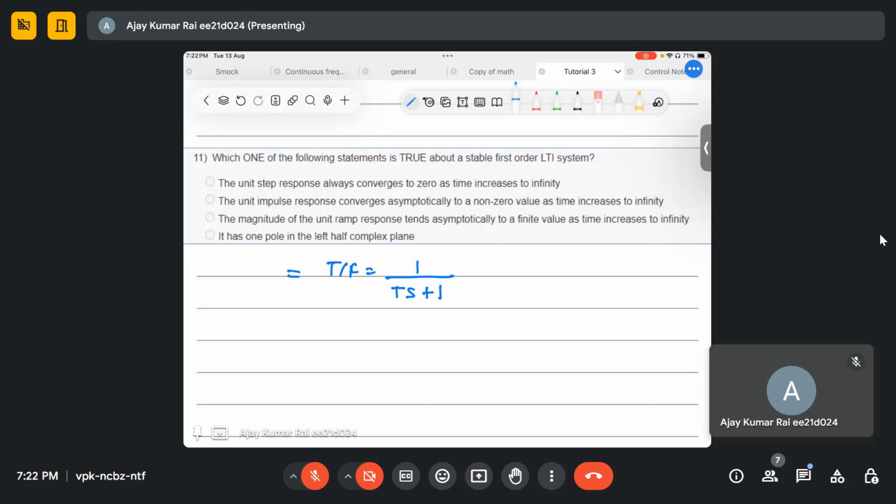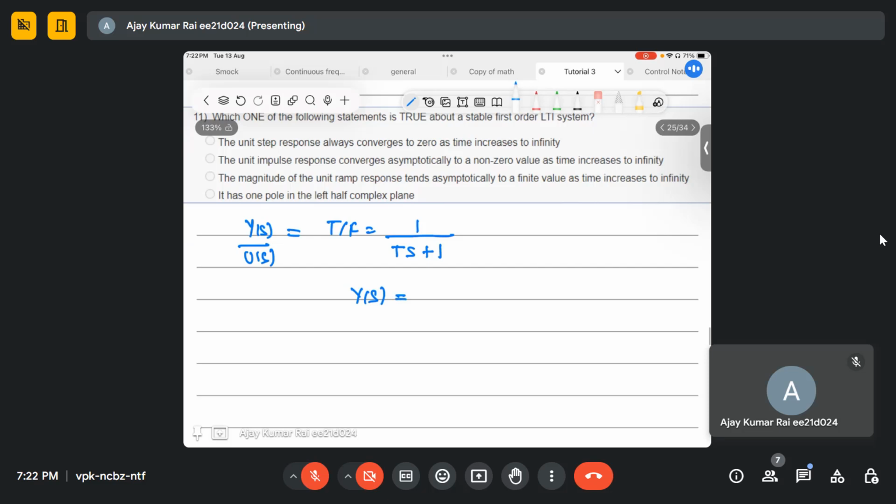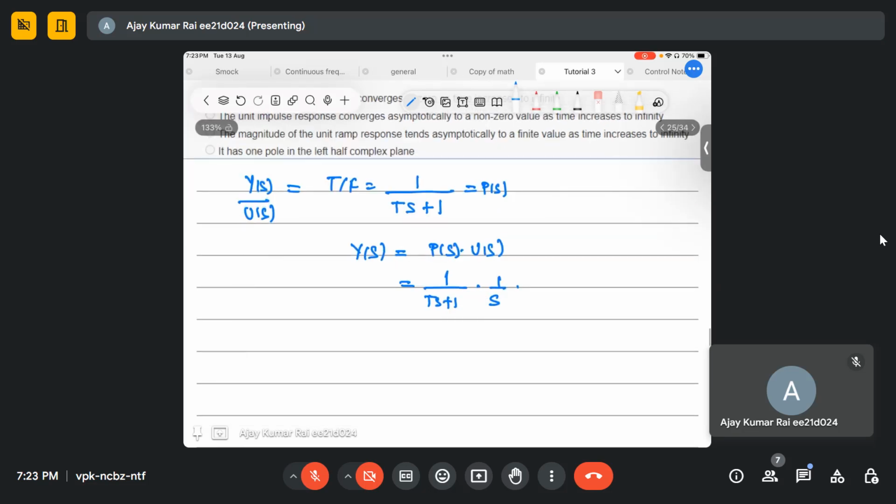Let me write, so this is equal to Y(s) by U(s). Whatever this question is asking is already covered in the lectures. Let's discuss once again. Let's call this P(s), the plant transfer function, into U(s). U(s) is 1 by s, because in the first statement we have to find out the unit step response. So Y(s) is 1 by (Ts plus 1) into 1 by s, and you know how to calculate Y(s). This will be A by s plus B by (Ts plus 1).